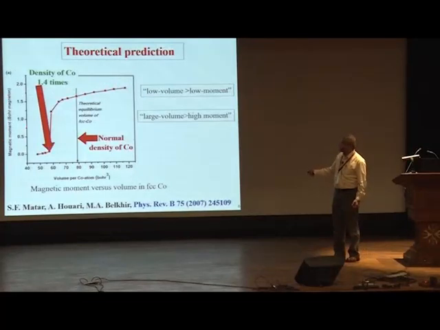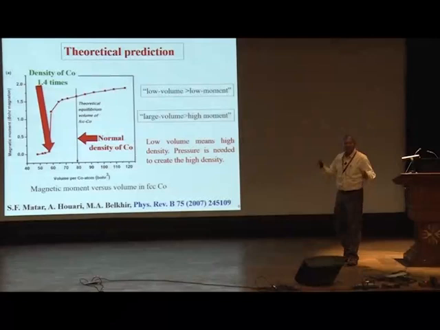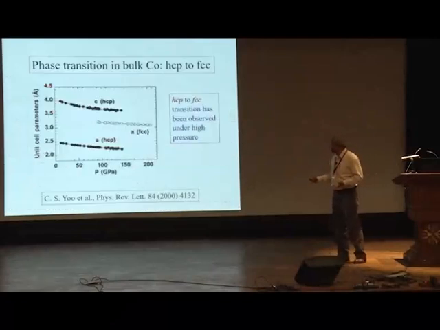If you increase the density, squeezing it further under high pressure, at about this volume, a density about 1.4 times the normal, the magnetic moment appears to be lost, meaning loss of magnetism. This has been a theoretical prediction. Low volume means higher density, and pressure is needed to create this high density. So people have carried out high pressure experiments in order to see such things.